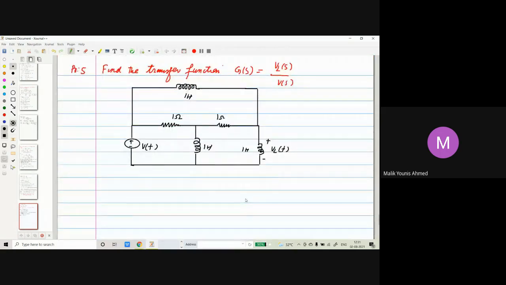We'll solve this numerical. It's a good numerical. So the question here is to find the transfer function of this. I will solve it by one method, you solve it by another method. This is your choice. So again, we'll write the solution for this one.